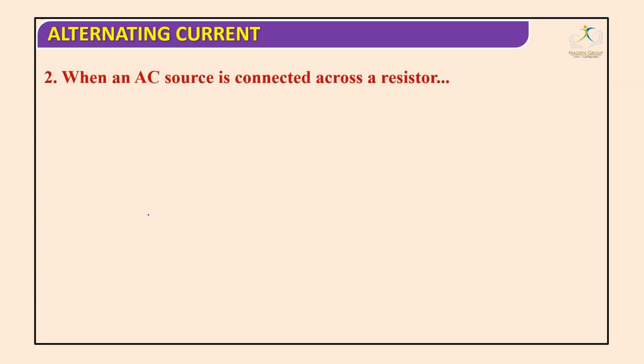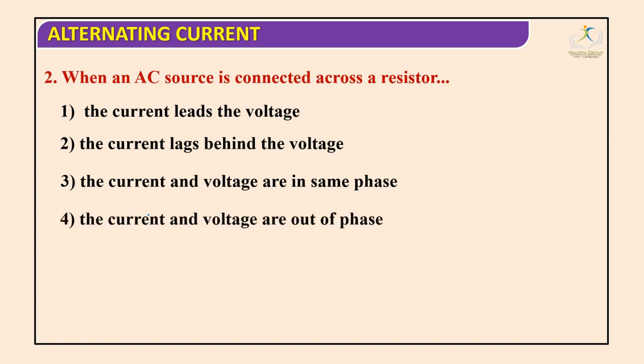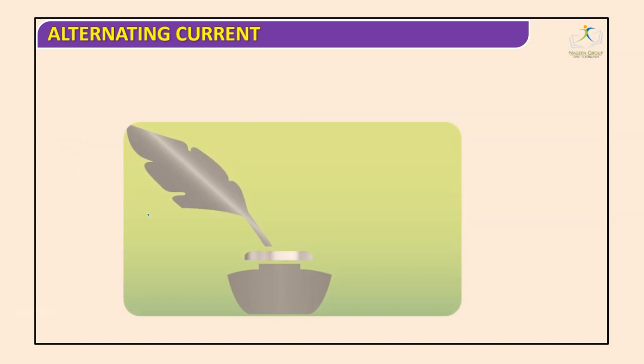Moving ahead, next question. When an AC source is connected across a resistor: the current leads the voltage, the current lags behind the voltage, the current and voltage are in the same phase, or the current and voltage are out of phase. The correct answer is 3. The current and voltage are in the same phase.